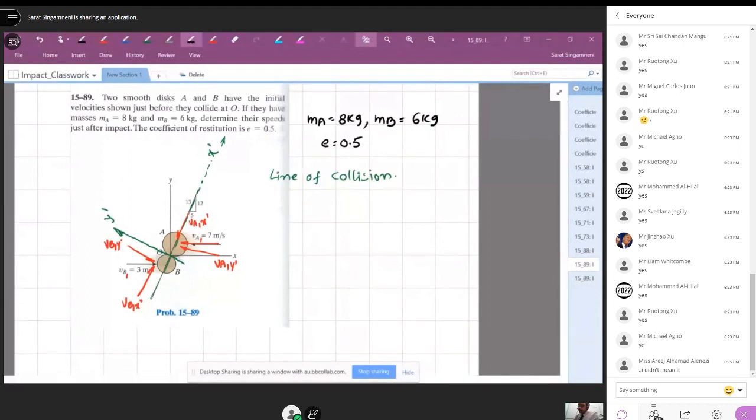Now the angles, we need to find these components. For example, this angle, if you call that theta, theta equals tan inverse of 12 over 5, which gives you theta as 67.38 degrees. I suggest you follow every step carefully.